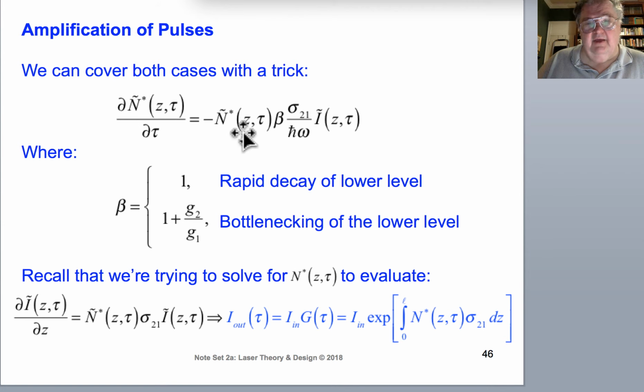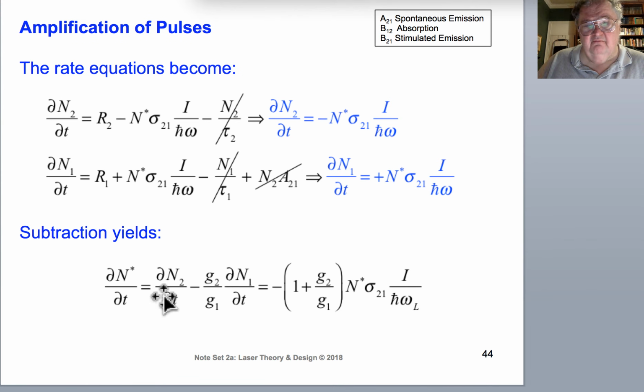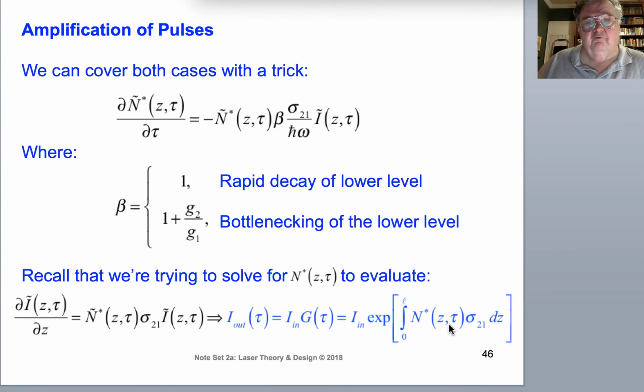Take our equation that we got right here, and put a beta here. If the lower level decays instantly, beta is equal to 1. If the lower level doesn't decay instantly, we have this factor to contend with, 1 plus g2 over g1. Okay? So now, great. What are we trying to do? We're trying to solve this equation, right? And we even, in a sense, have the solution. We know that we're going to need this, but right here, this is the equation we started with, right?